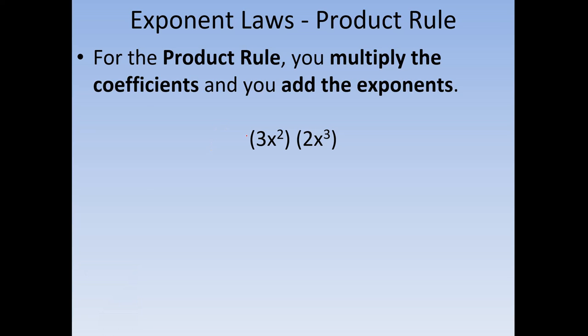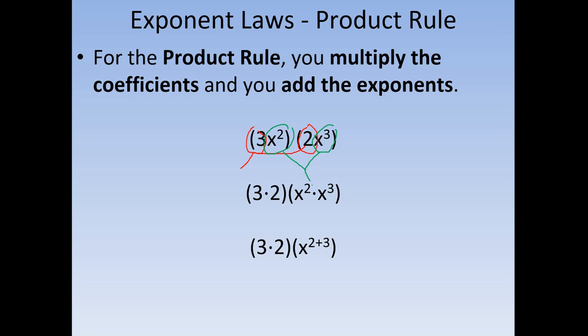So this and this are going to combine over here, and this variable and this variable are going to combine over here. So I'm multiplying their coefficients, so 3 is being multiplied by 2, and then the variables x squared and x cubed, they're going to be brought here, where, as I said before, we are going to add the exponents. So 2 plus 3. And then we end up with 6x to the fifth.